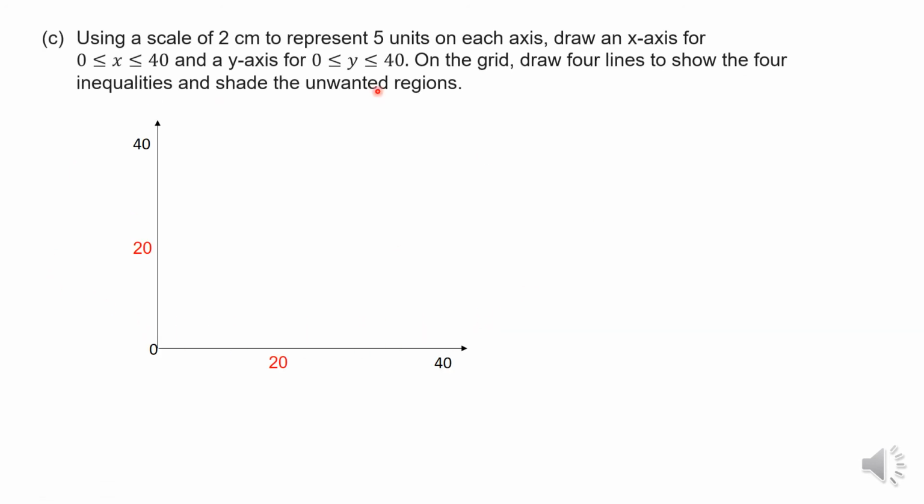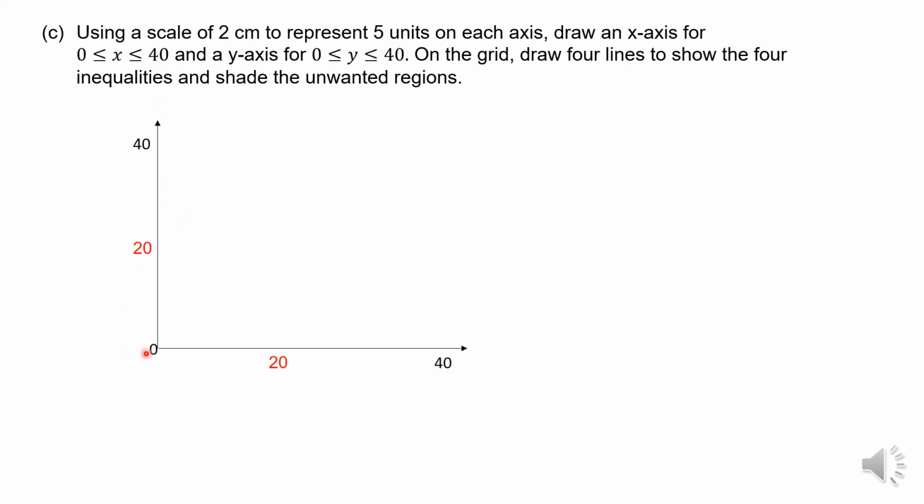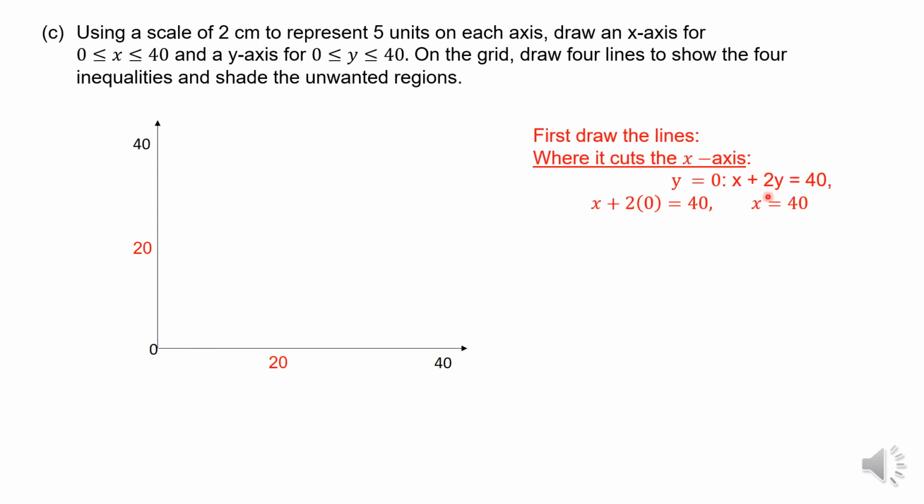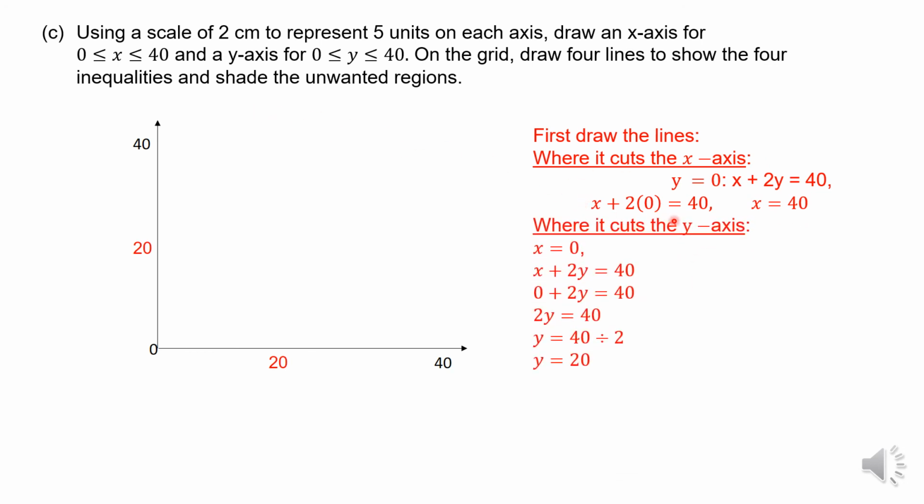Right, so I'm just drawing a quick sketch here. They are saying we're supposed to use a scale, so we're going to have 5 units on each axis, and we are going to draw those inequalities. So for example, the line x plus 2y equals 40. If y is 0, it cuts the x-axis at 40, and if x is 0, it cuts the y-axis at 20. So you can draw that particular line. We're going to do that when we have our grid.